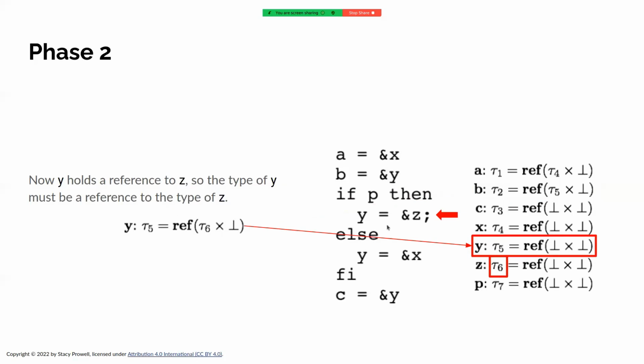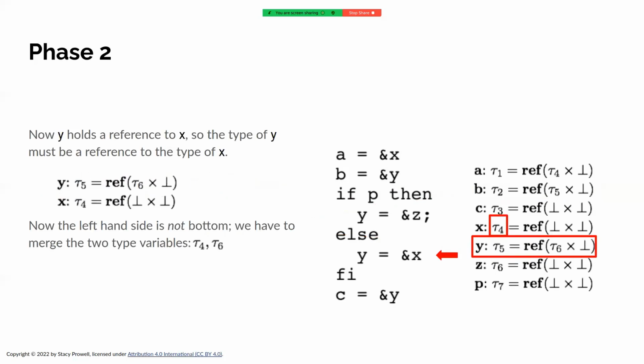Third one, Y is a reference to Z. Exact same logic applies, and we make the change. Now we're on this line. Y gets a reference to X. So at this point, Y, tau 5, is a reference to tau 6, which is Z. We picked that up from here. We also want it to be a reference to X, and X is tau 4. So now we have this pair of things.